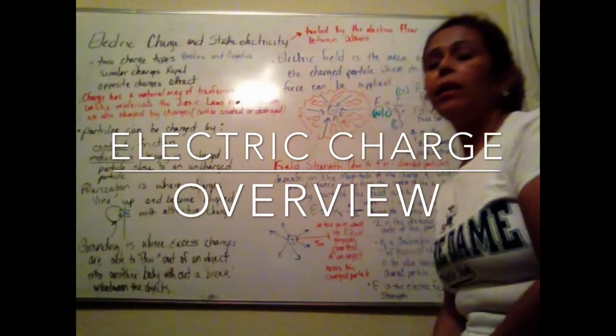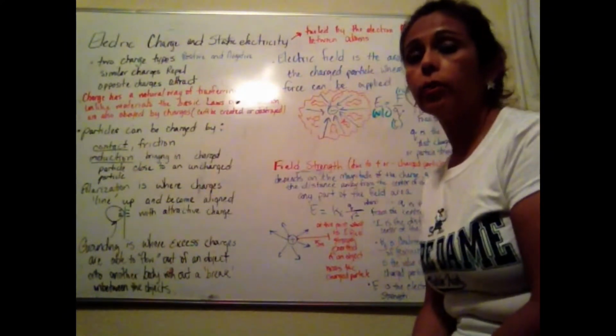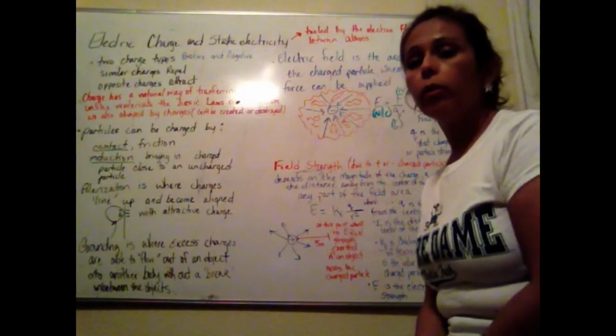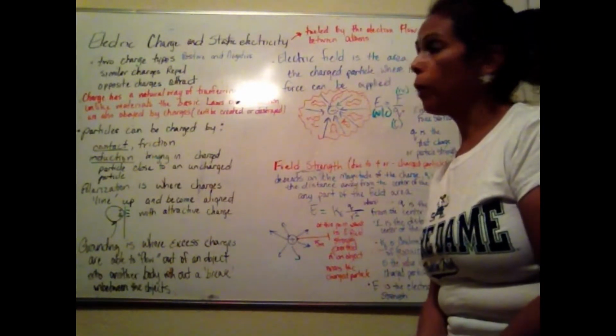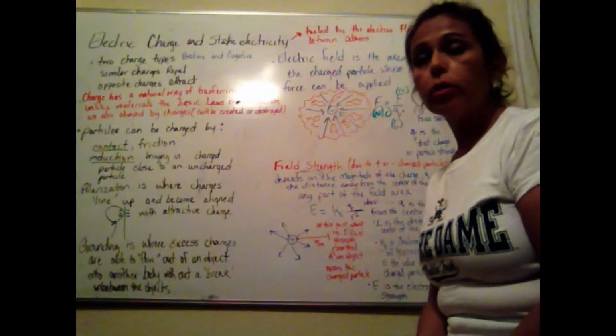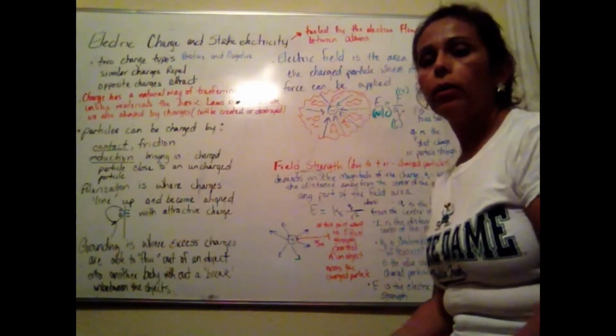To recap the beginning of this unit that we've been dealing with, electric charge and static electricity, we're going to quickly look through all the different events. So we have two charged particles. Like charges repel and unlike charges attract. Well, how do these charges come about?